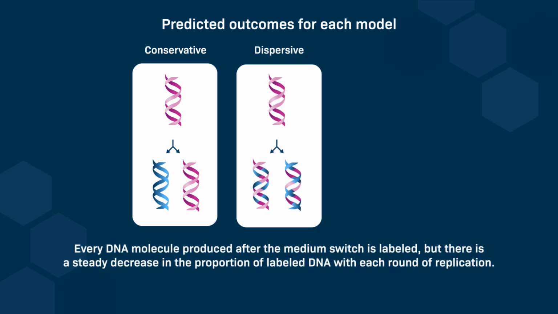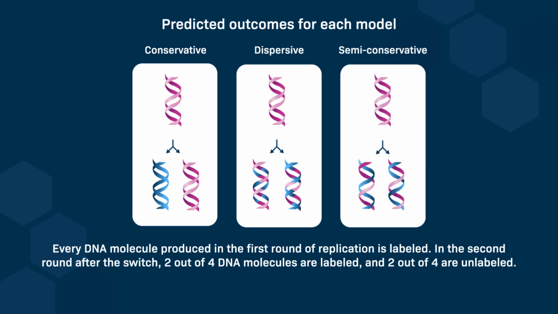In the dispersive model, every DNA molecule produced after the medium switch is labeled, but there is a steady decrease in the proportion of labeled DNA with each round of replication. This method allows scientists to distinguish between the models by observing how the labeled DNA is distributed in successive generations.